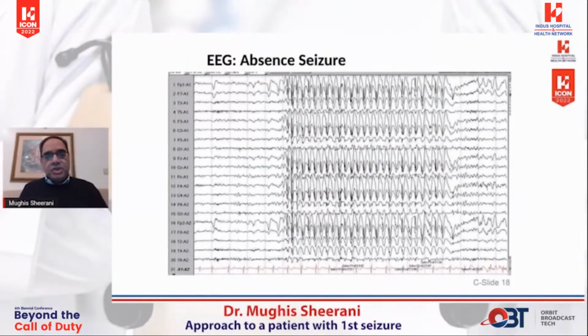This is an EEG picture of an absence seizure. If you look, there are high amplitude spike and wave discharges that look very hypersynchronous, and this is called an absence seizure. This is very common in children and is very well treated with ethosuximide or valproic acid.